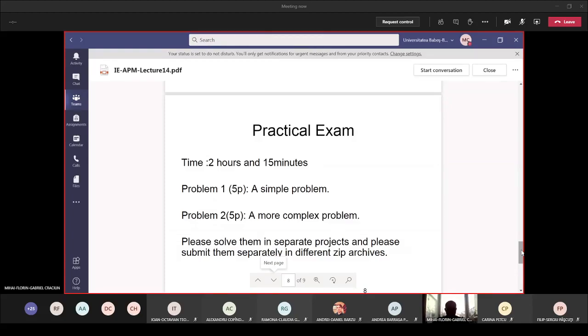But in summary, you have to stay both in the Teams and also those two OBS Ninja services must be running on your computer. Questions?